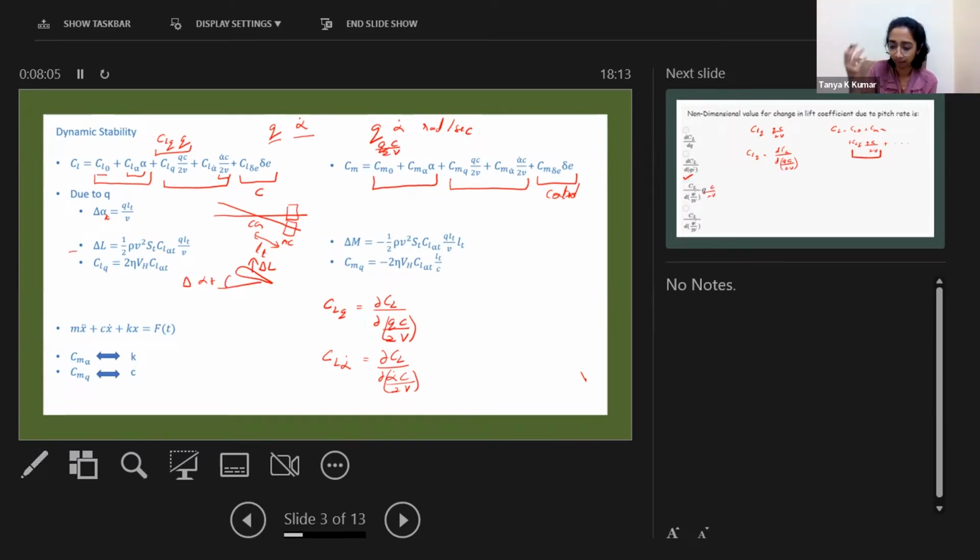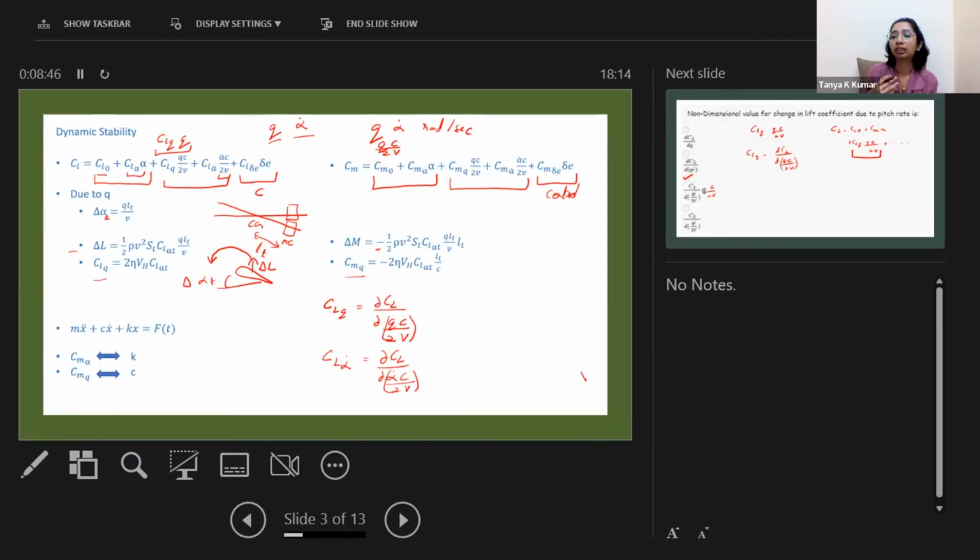Similarly, because of the delta lift, there is a pitching moment. This delta L produces a nose down pitching moment about the CG, which is why you have a negative sign here. This is the delta M due to the change in angle of attack at the tail. Why is there a change in angle of attack at the tail? Because you have introduced a pitch rate. You are pitching up or pitching down the aircraft, you're changing the angle of attack. So the positive change in the lift produces a negative pitching moment at the CG, which is why you have a negative sign. Now its derivatives CLQ and CMQ are given as such. The CMQ again has a negative component, for the reasons we have just discussed.